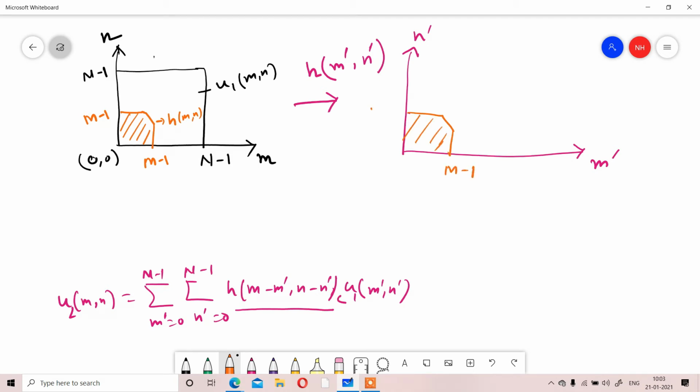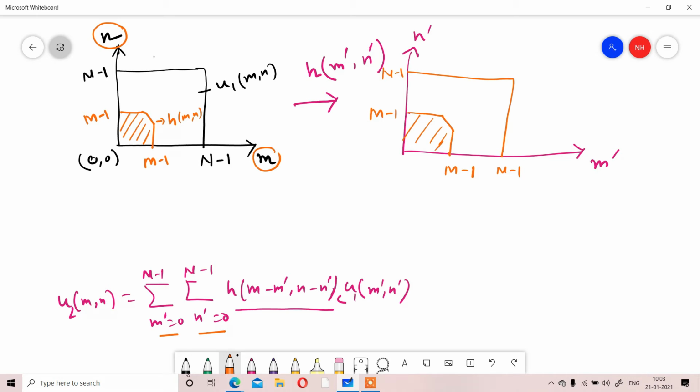M minus 1, M minus 1, and that is your N minus 1, N minus 1. We are representing m, n by the m', n' axis, as we are varying m' and n', not m, n. So we are representing m' and n' in spite of m and n. So you have the same structure. Simply m, n becomes m', n'.